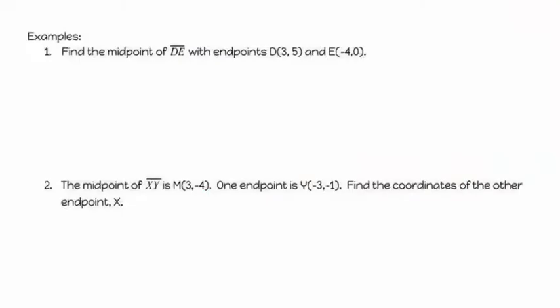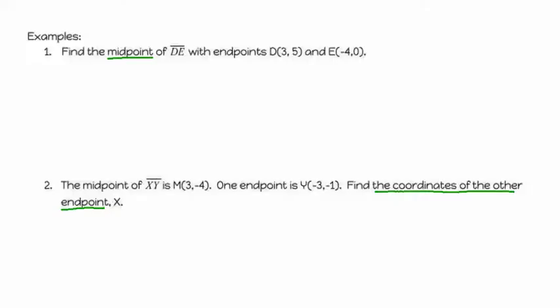On the first one, find the midpoint of segment DE with endpoints D, 3, 5, and E, negative 4, 0. So here we're asked to find the midpoint. As I look at number 2, the midpoint of segment XY is M, 3, negative 4. One endpoint is Y, negative 3, negative 1. Find the coordinates of the other endpoint. So in one we're finding a midpoint, and in the other we're finding an endpoint. It doesn't matter which one you're finding, the same formulas are going to get used because we're still dealing with the midpoint of a segment.